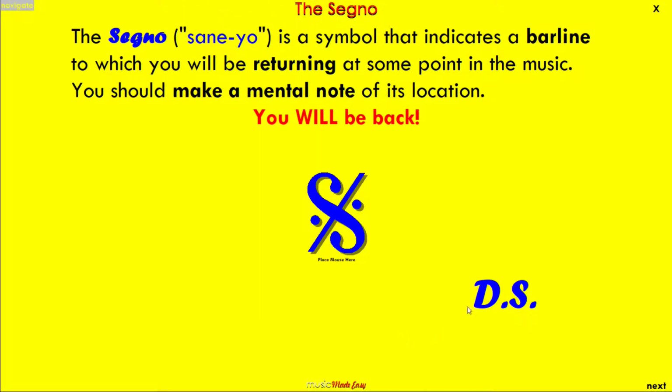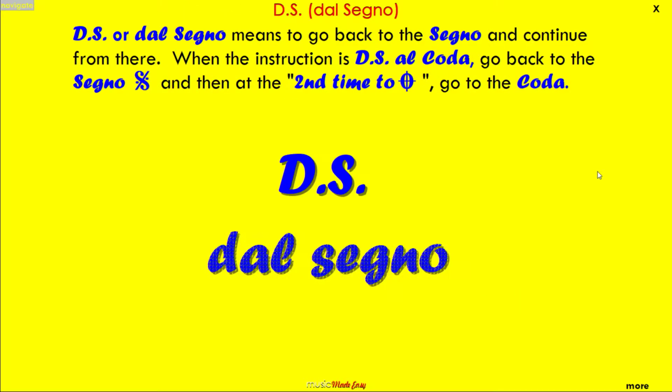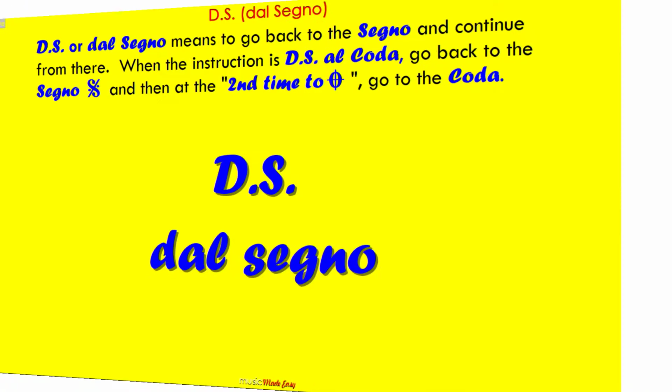Now we're going to click on DS, and DS stands for dal segno, or to the segno, and the segno, of course, is the sign, and you continue from the sign once you get to the sign. When the instruction is DS al coda, go back to the segno, and then at the second time to coda, go to the coda. Sometimes the instruction is DC al coda, which means go back to da capo, the beginning, the head, and then at the second time to coda, go to the coda.